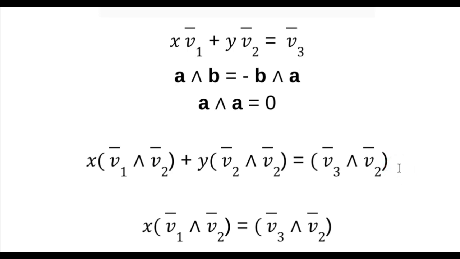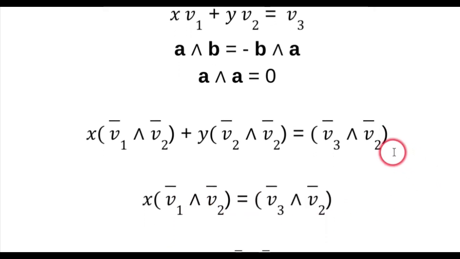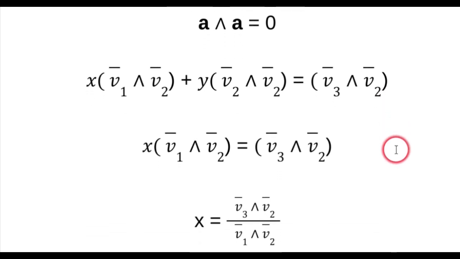Now here's something that'll blow your mind. These are called bivectors, and you can divide them. Yes, you can divide them, unlike vectors, which you cannot. So you just divide both sides by v1 wedge v2, and you get this answer. So here is the solution x for those equations.